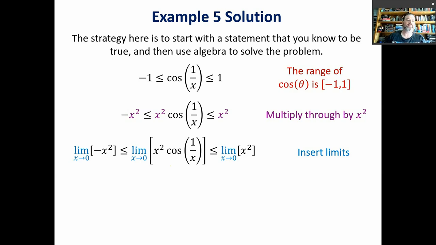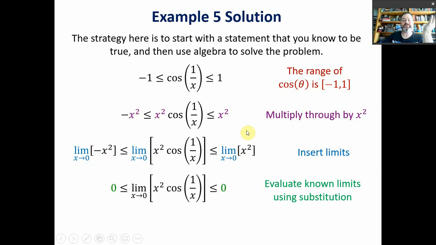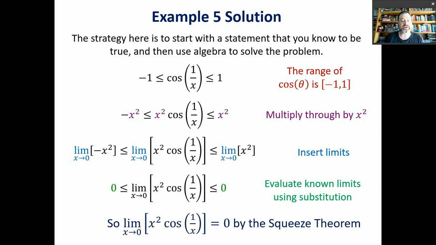Well, here's the thing. We know what this limit is on the left side because this is a polynomial, so we can plug it in, right? Direct substitution says we can plug it in here. Let's do that. We know what both of those are. Direct substitution says I can plug both of those in and get 0. So what do you think the limit is for the center function? It's a number between 0 and 0, with the endpoints included. So it has to be 0, right? So we just proved that the limit of this function is 0 without knowing anything about the function.